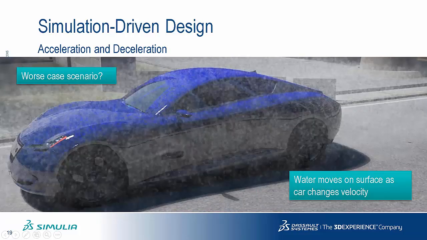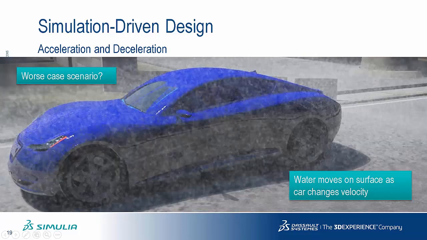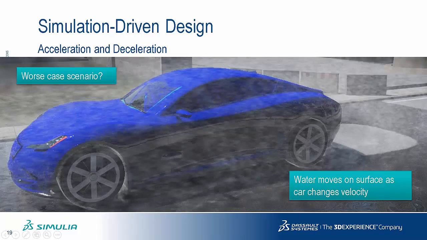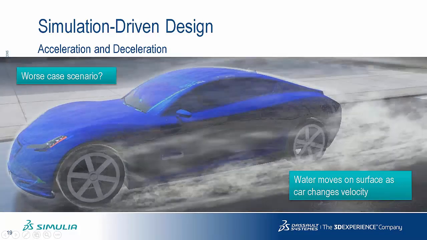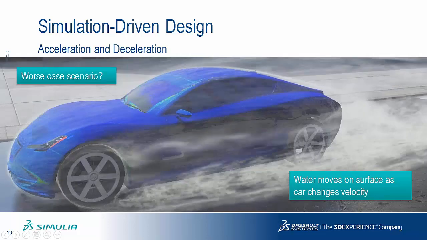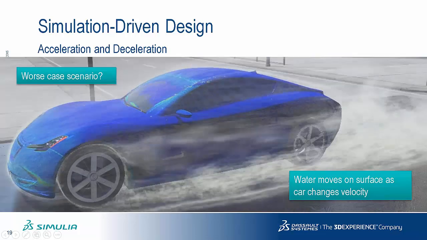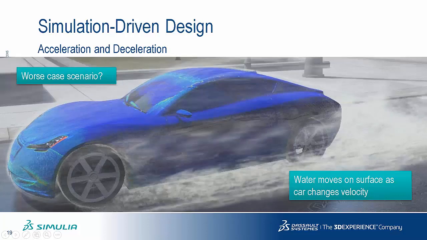This also happens when the vehicle accelerates after being still overnight and you've had the rainwater pool on the roof. If you start driving, that water will flow backwards and flow over your windscreen. So this is something that we can look at.